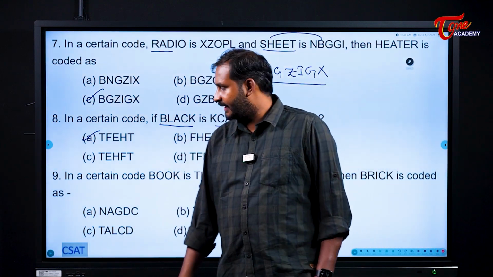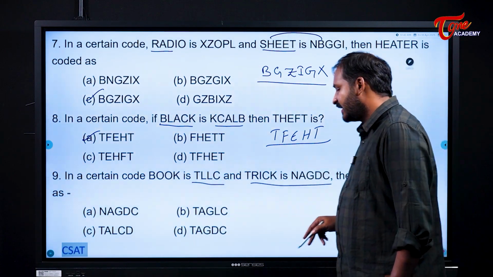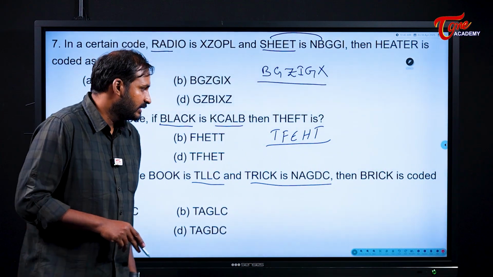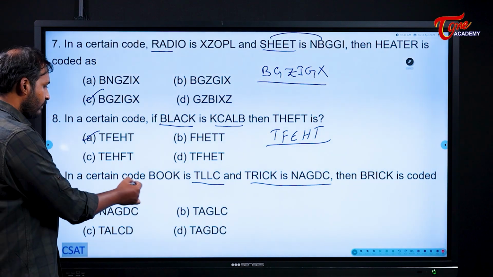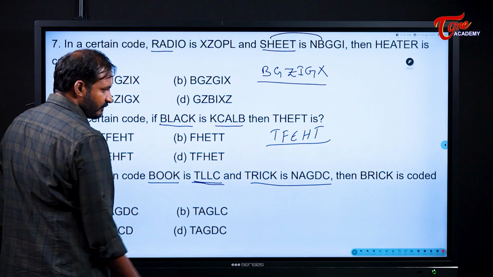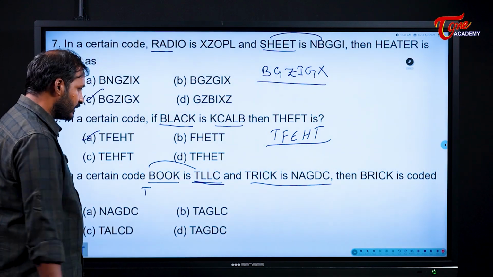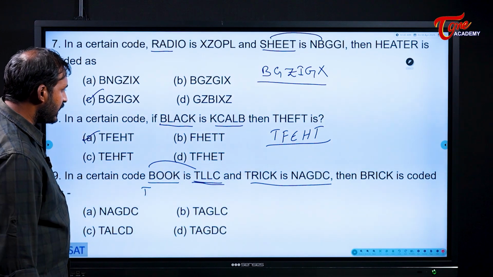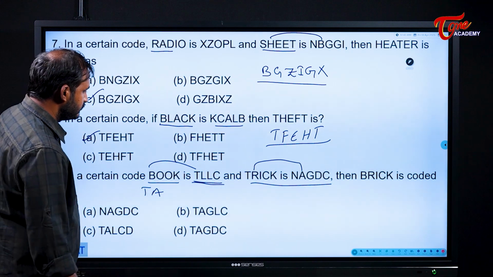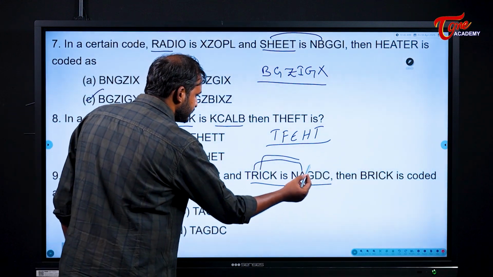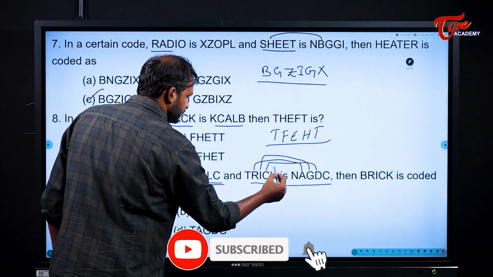Option A. Next one. In a certain code, book is coded as TLLC and trick is coded as NAGDC. Then brick is coded as. This is our question. Now see here, already this is a direct coding one. Brick: B is coded as what? T. Okay. R. R is there here. Please see here. R is coded as what? A. I. I is there here. I is coded as G. C. D. C.